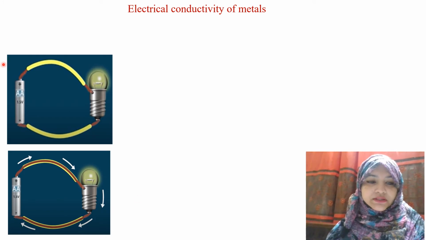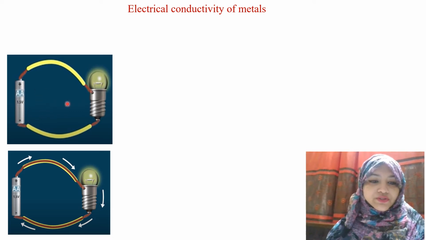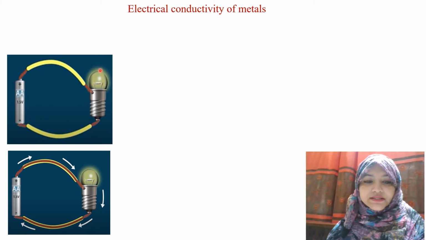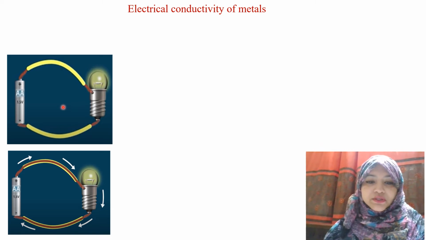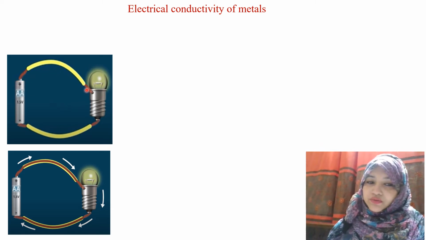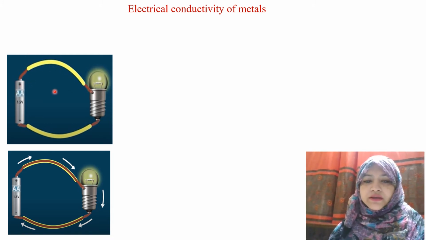If we connect the battery, you can see there a battery. If we connect a battery with a bulb through two copper wires, this is a battery, this is the bulb, and these two are connected by two copper wires. These two wires are insulated copper wires, covered with plastic, which is an insulator.